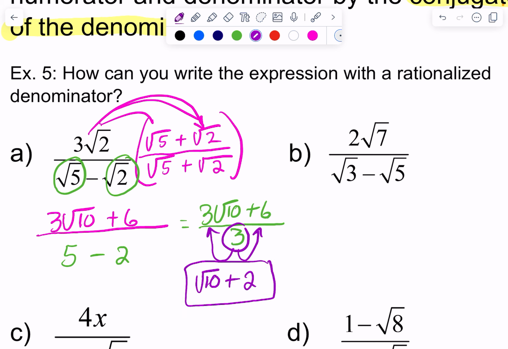Sorry, that was my calculator that fell on the floor. My bad. And there you have it.